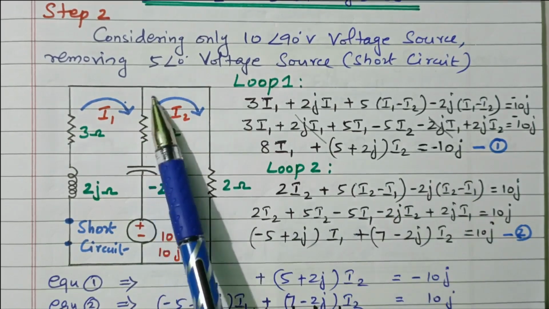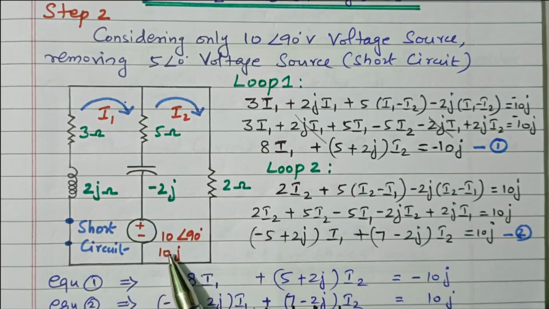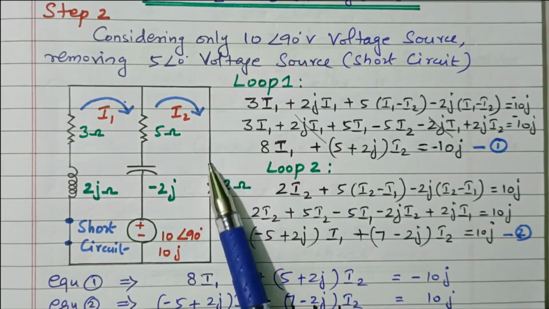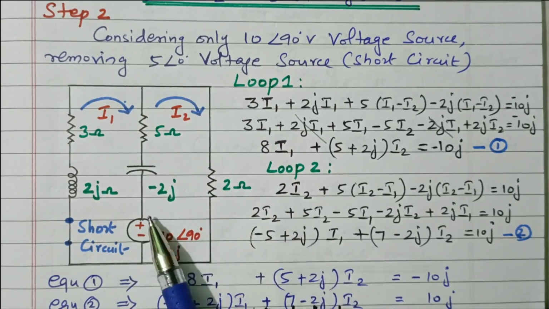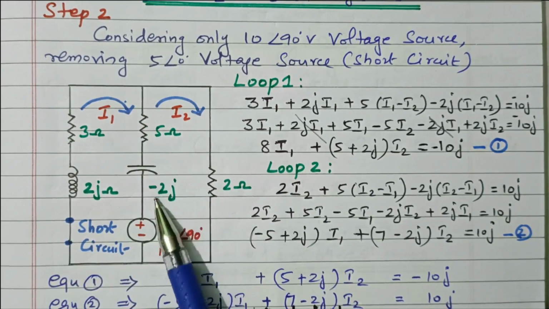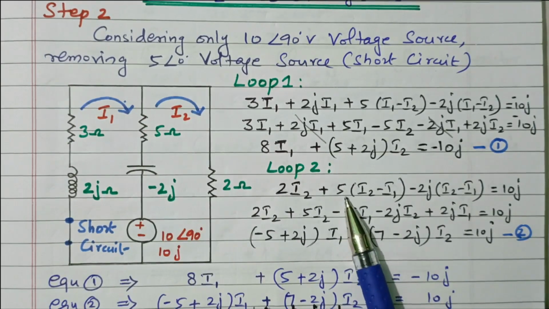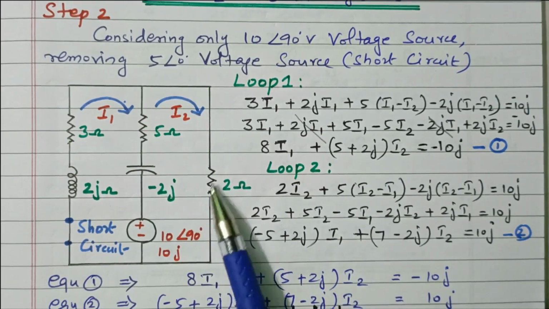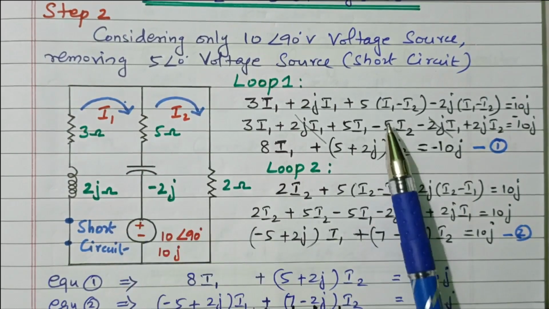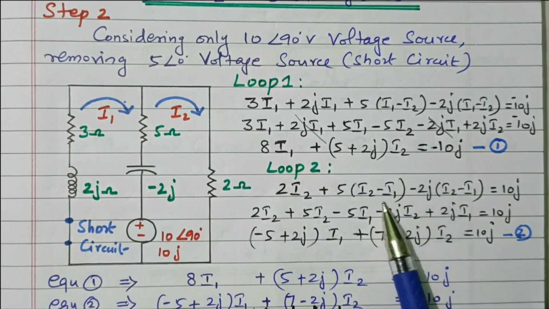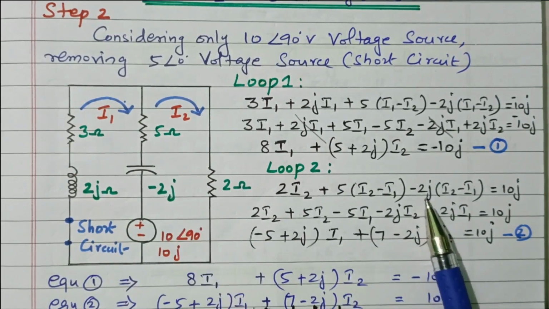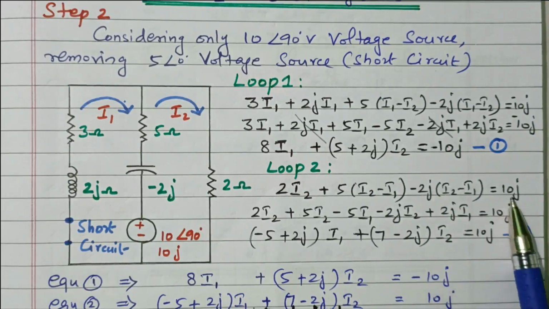Similarly, we can apply Kirchhoff's voltage law to the second loop. In the second loop, in the 2 ohm resistor only I2 is flowing, 2 into I2. But again in this resistor and capacitor, both I1 and I2 are flowing. So 5 into (I2 minus I1). Here we are taking I2 as the reference. In loop 1, I1 was the reference. So there it was I1 minus I2, here I2 minus I1.